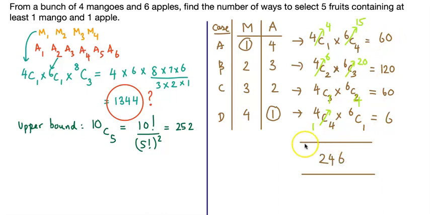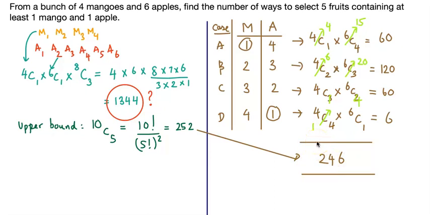So now in this method we have gotten the answer that there are 246 ways to select 5 fruits containing at least 1 mango and 1 apple from a bunch of 4 mangoes and 6 apples. And in this case, we do notice that this is a lower bound, and 252 is an upper bound to this, right? So this number seems to be correct to me.